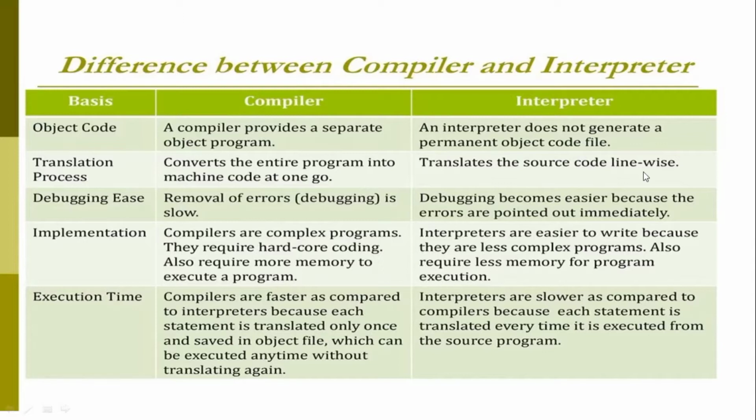Okay, so now let's come to the third point, that is debugging ease. The removal of errors is basically called debugging. Debugging is slow in a compiler. First you need to go to the line and check it, whereas in an interpreter debugging becomes easier because the error points out immediately.